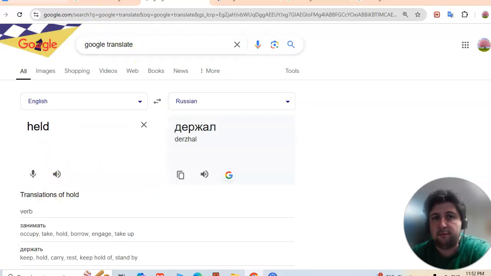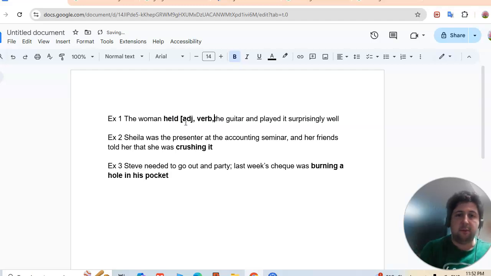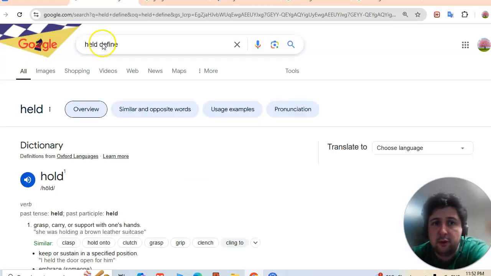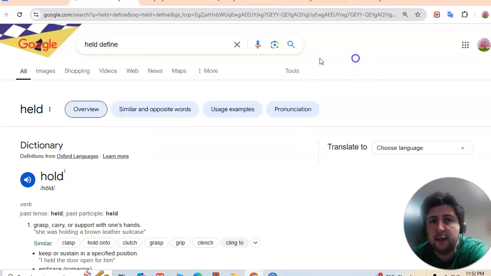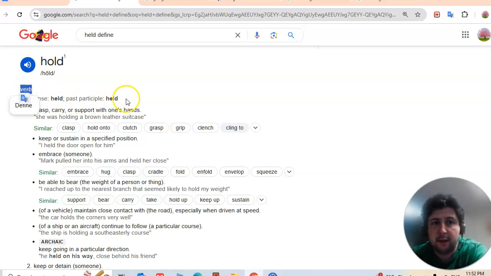So, one thing you can do is look at the word in the sentence, the woman held, and identify it as either an adjective, a verb, or a noun. In this case, it's a verb. You go and type in on Google "held define." This is a keyword that's quite useful. Held define, and it's going to give you verbs.